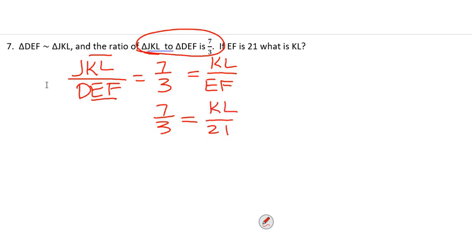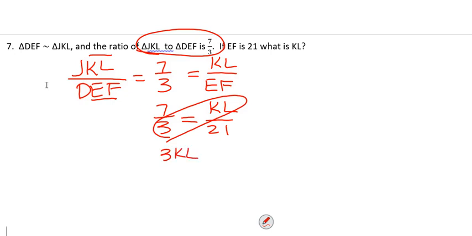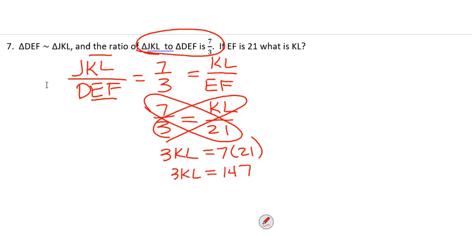So once again, we're going to cross multiply here. So this is going to be 3KL is equal to 7 times 21, and that gives us 3KL is equal to 147. Going to divide both sides by 3, so KL is equal to 49.